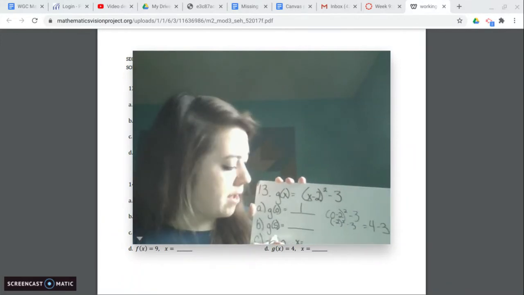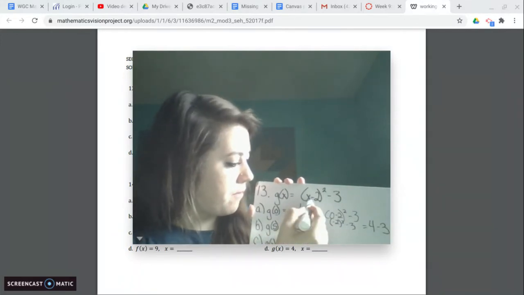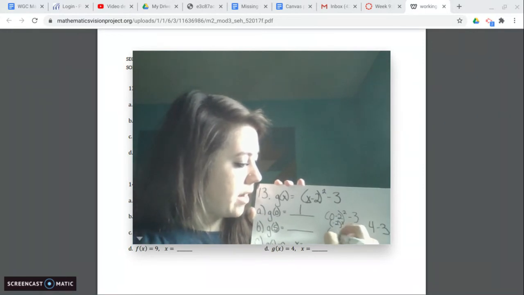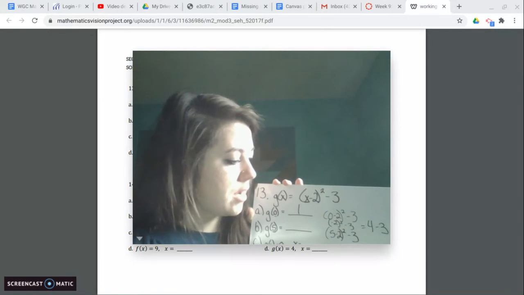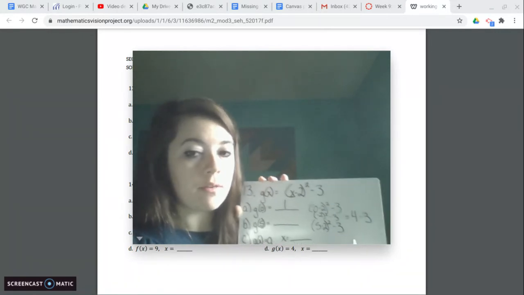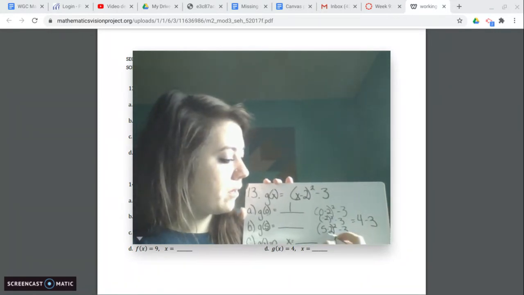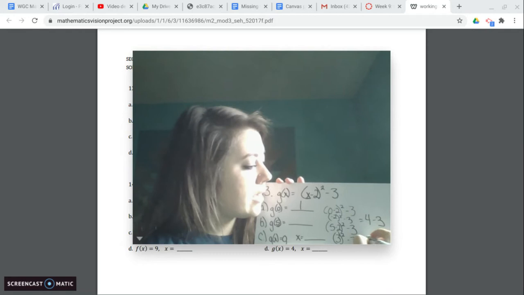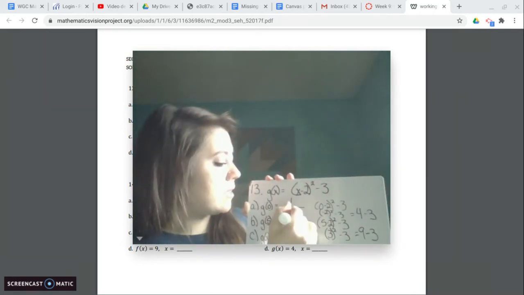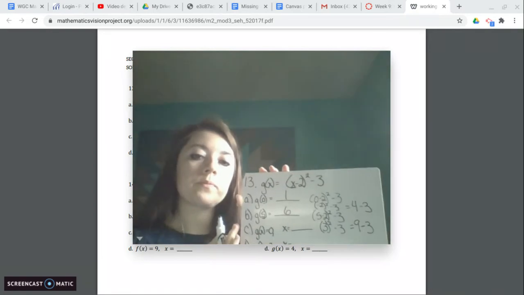Now we plug in 5. So same idea, we plug in 5 for the x. So we're going to have (5 minus 2) squared minus 3. 5 minus 2 is 3. So it's 3 squared minus 3. 3 squared, which is 3 times 3, is 9, minus 3. 9 minus 3 is 6.